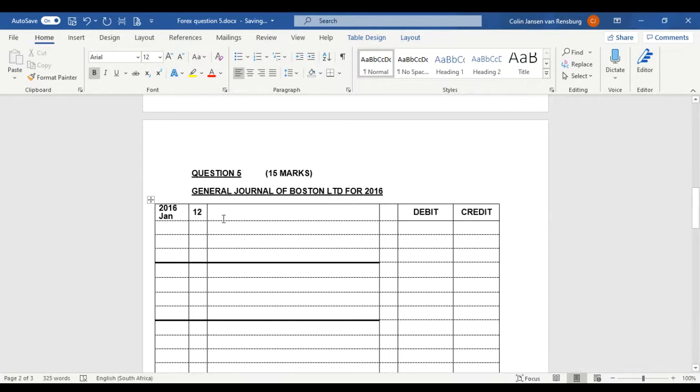Okay, 12th of January. Now, ladies and gents, we've got to decide which account we are going to debit in this case. You can type for me in the chat box again, which account are we going to be debiting? Bearing in mind that we are using the perpetual inventory system. Which account are we going to debit? Somebody type.